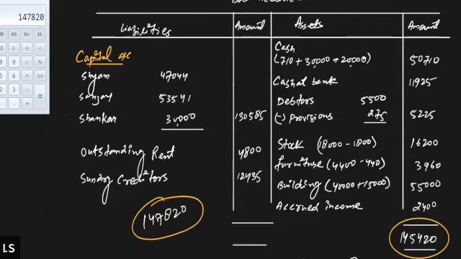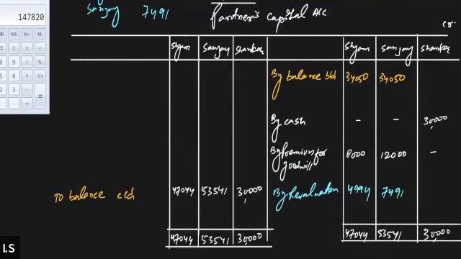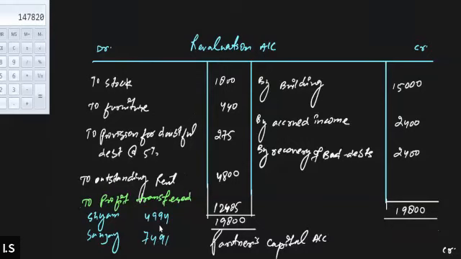Mariam, you want me to scroll up? Tell me which section you want me to scroll to. You want me to show the partner's capital account or the revaluation account? Revaluation, okay. Let's do it quickly. Done, Mariam?